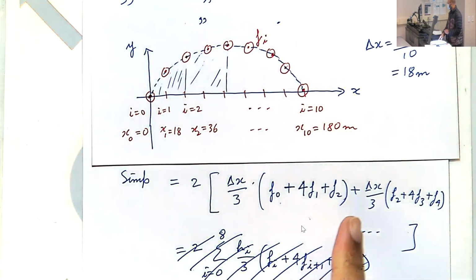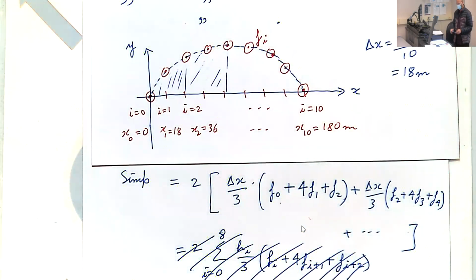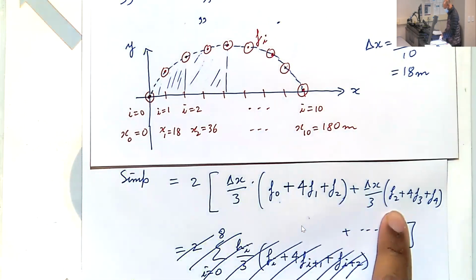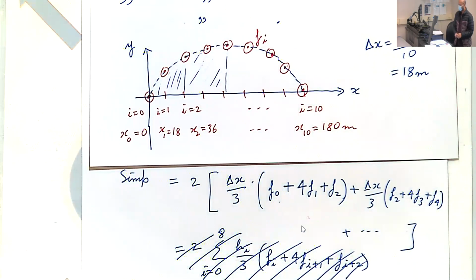Writing this in code is easy because you just write a for loop with the correct indexing, and that's it. Yeah, you just skip every 2. You start at 0, skip by 2, start at 1, skip by 2. Okay, so more questions about this?